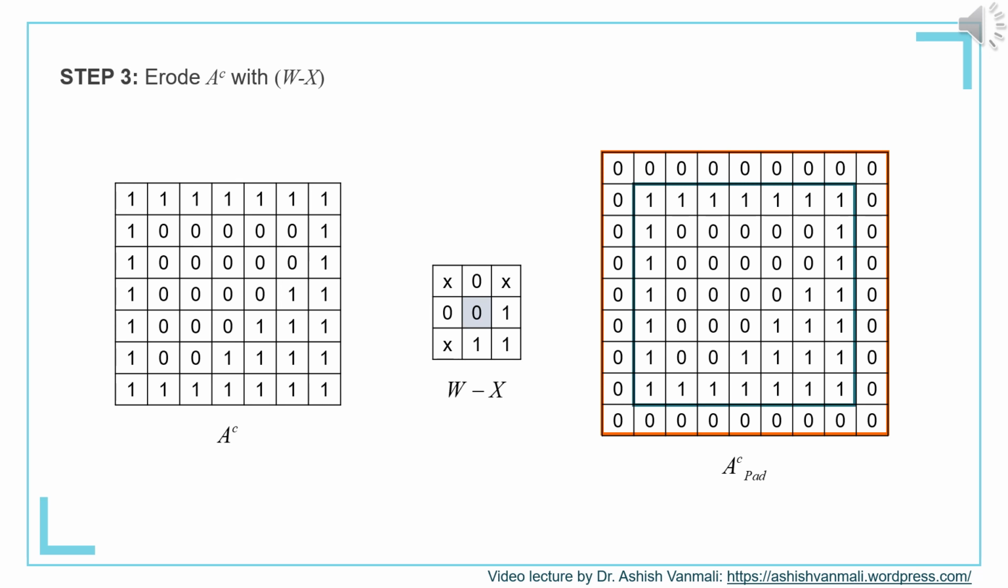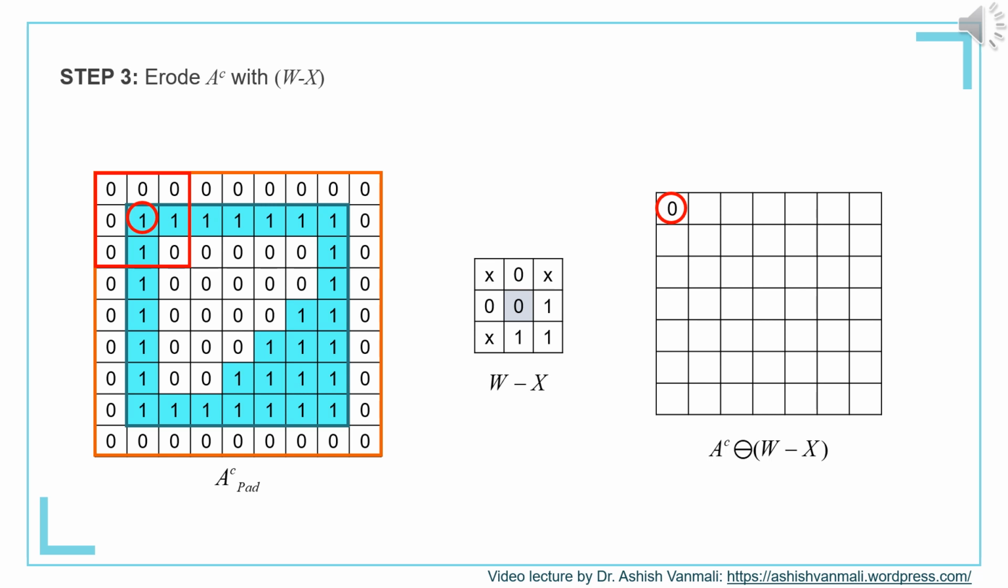We will now pad this A complement based on W minus X. W minus X in this case is again a 3 cross 3 matrix with the center at the second row, second column. Hence there is one row above and below the center and one column on left and right of the center. So we will pad A complement with one row on top and bottom and one column on left and right with 0 values.